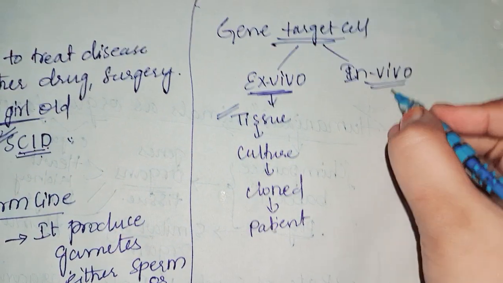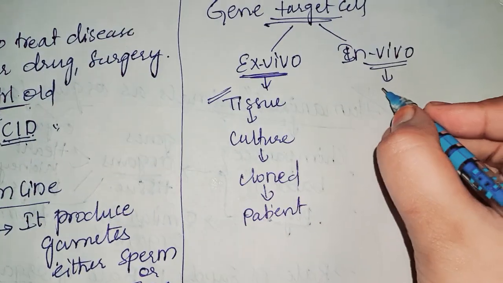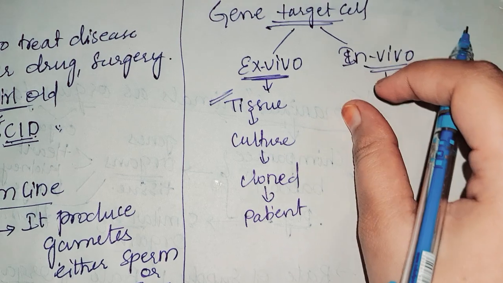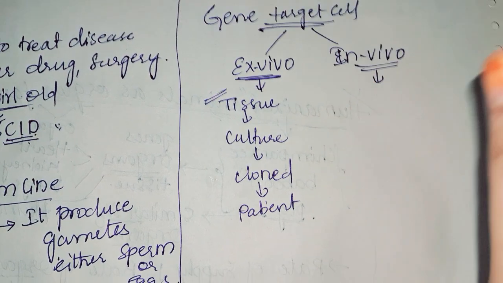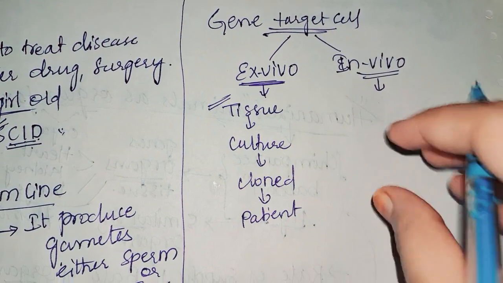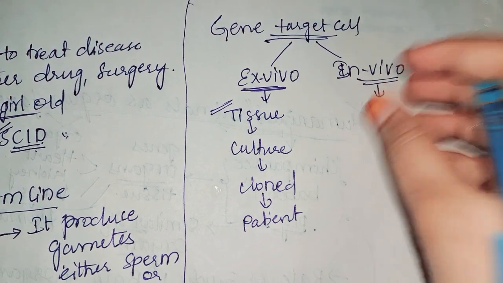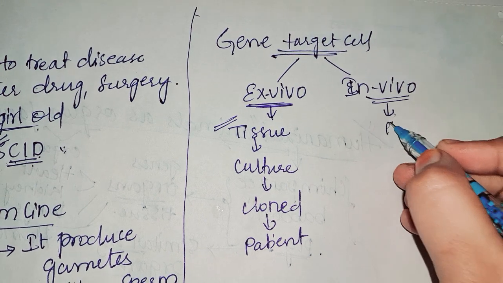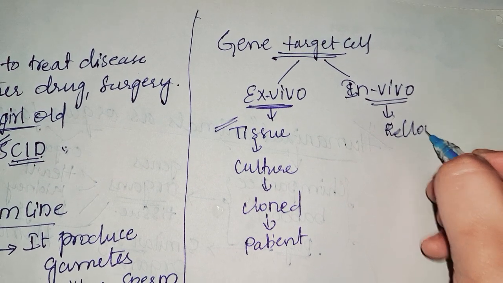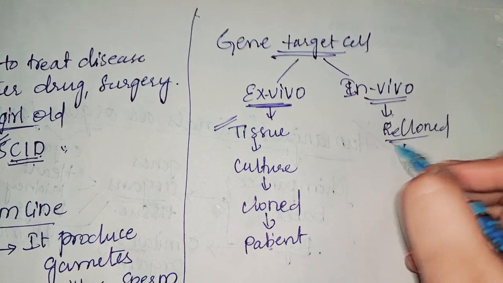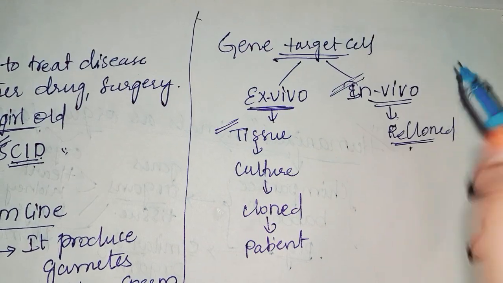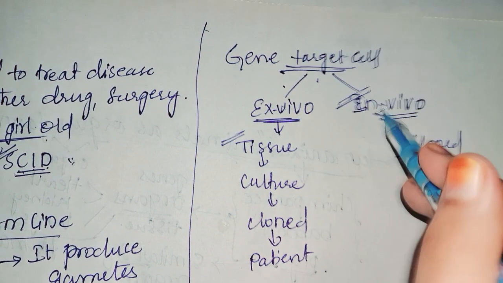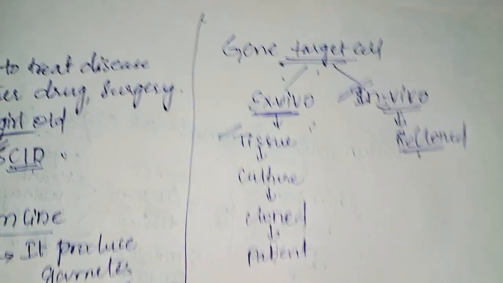Whereas in vivo, we cannot take out the tissue from the body, so the introduced gene has to replicate and be cloned in the body itself. That we call in vivo. So these are the two processes by which we introduce the gene into the body: ex vivo and in vivo.